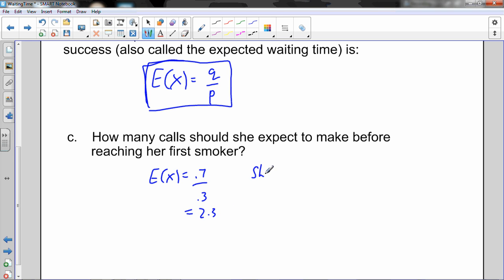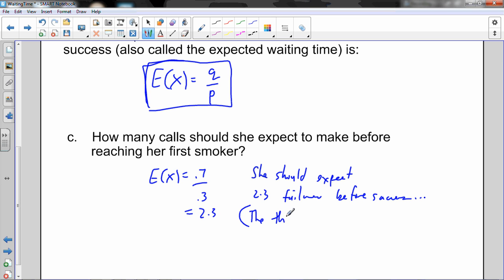So what does that mean? She should expect 2.3 failures before success. In layman's terms, in this case, we'd probably expect her to reach her first smoker by the third call.